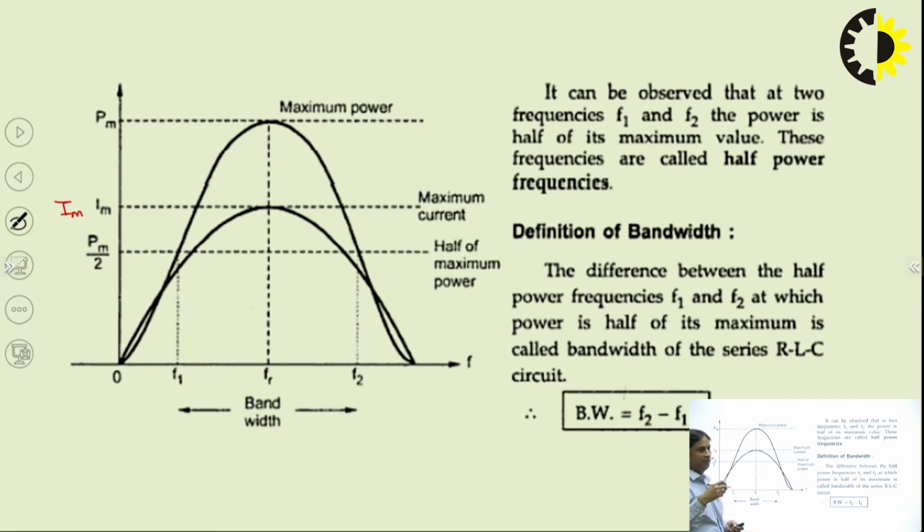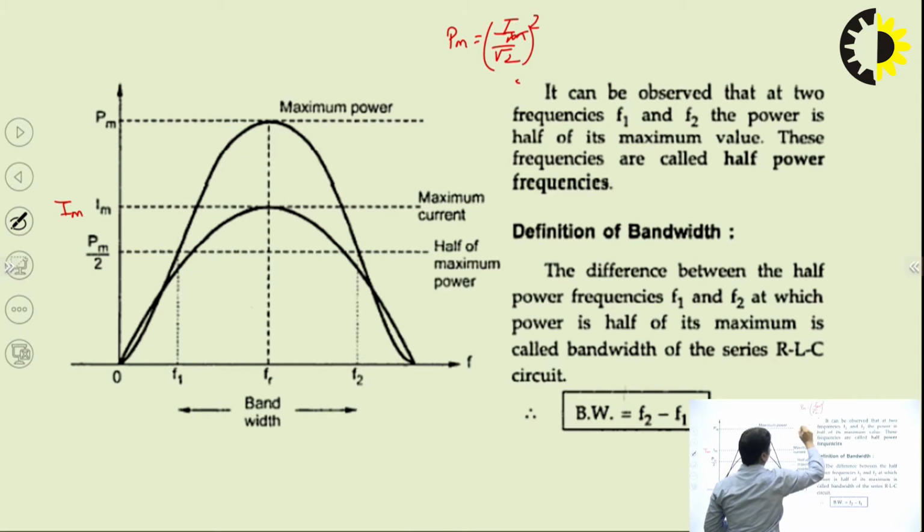So power is equal to I square into R. So the power is equal to Imax upon root 2 whole square into R, because at resonance the power will be maximum as the current is maximum, and the value of current is Imax upon root 2 at this point. So at this point the value of current is Imax by root 2. This is the value of current at half of the maximum power.